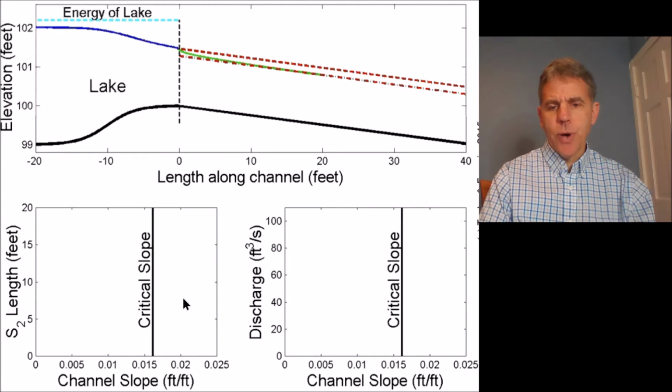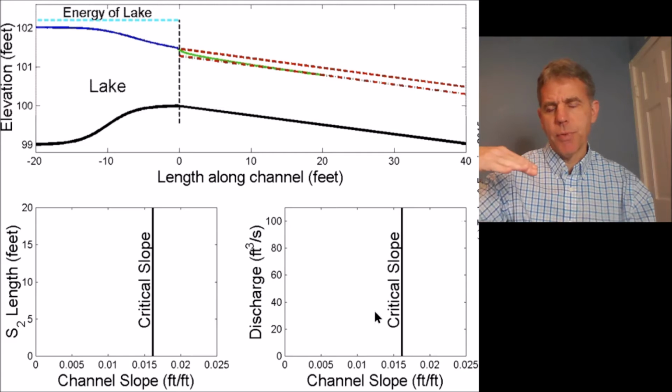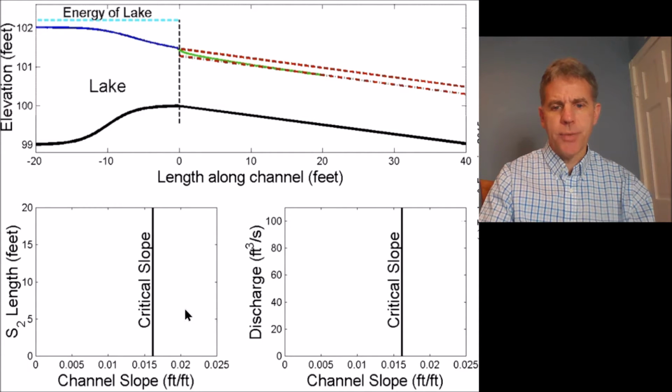In the lower two graphs, the x-axis is channel slope in both cases, so basically the slope that we're varying in the system. In the lower right, we're showing discharge versus slope. Initially, we'll see that there is no effect of slope on discharge, but as the slope of the channel gets milder, we'll see that discharge will diminish.